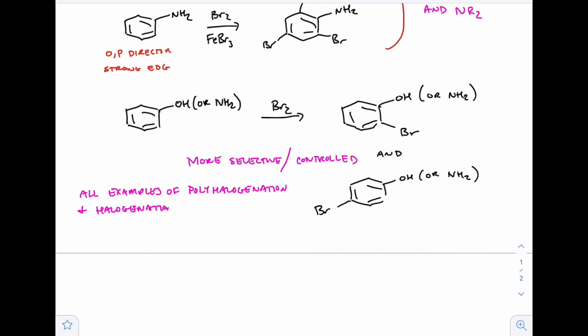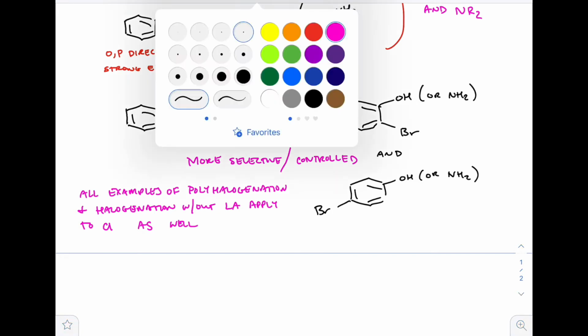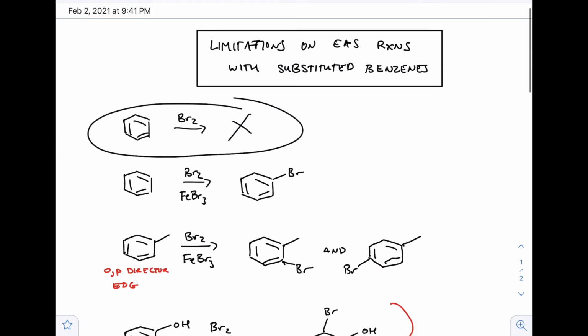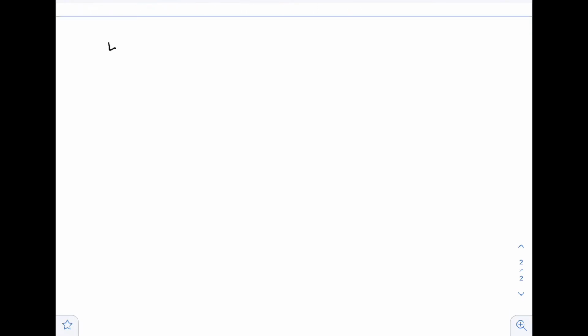Okay, so all examples of polyhalogenation and halogenation without the Lewis acid will also apply to chlorination as well. So let me actually get rid of that Cl2. So it's just Cl, right? So we can add a Cl with just Cl2, or we can add many Cls with the Cl2 and the iron chloride.